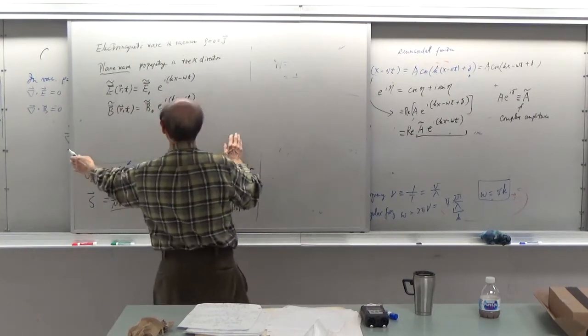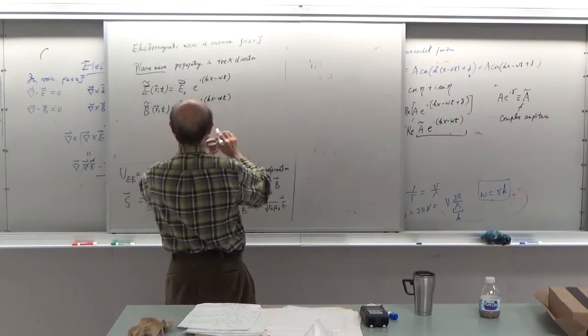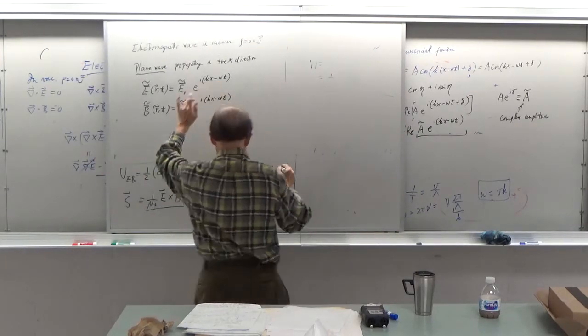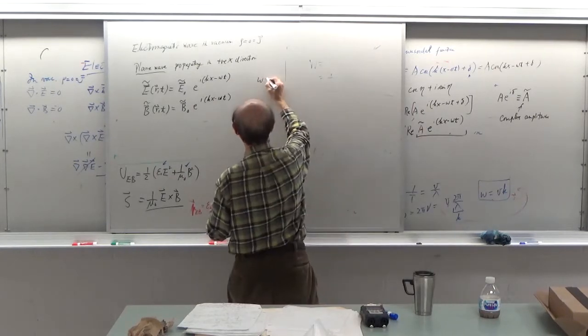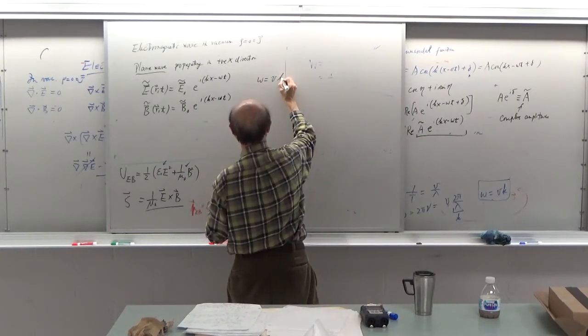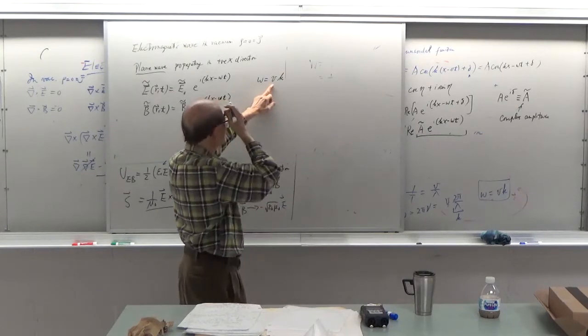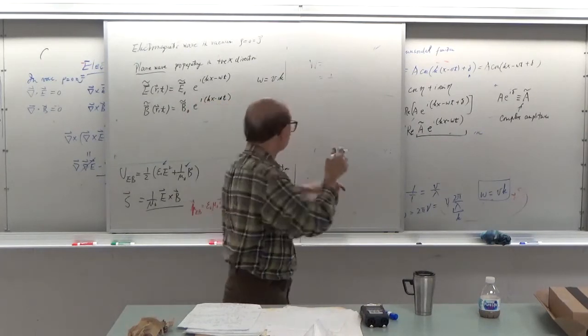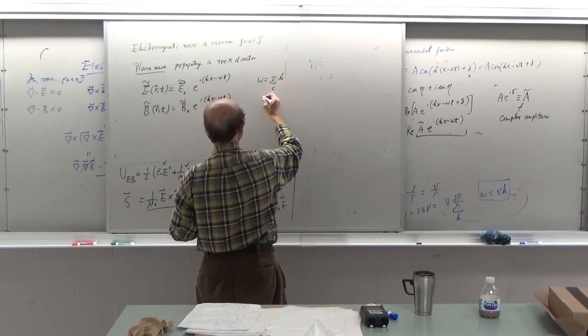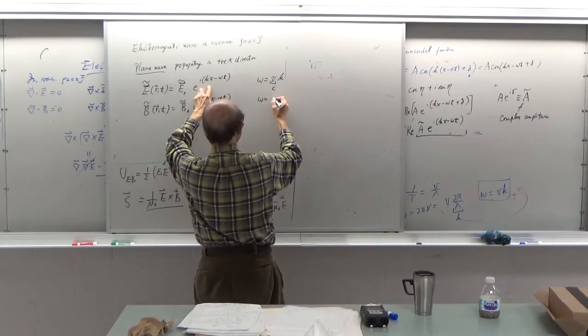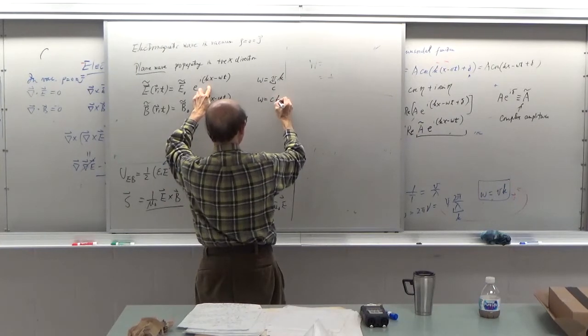First of all, we know that omega and k are related by this. But now the speed of propagation v in vacuum is c. So this is c. So omega is related to k by c k.